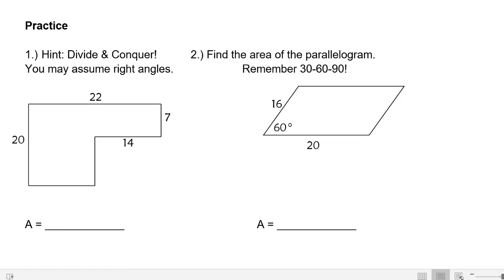So go ahead and pause the video, and then when you're ready to check your answers, unpause it, and I'll quickly scroll through those answers. All right, good luck.